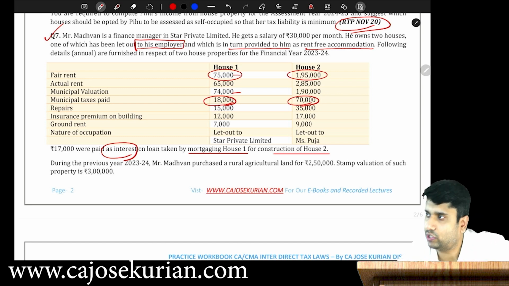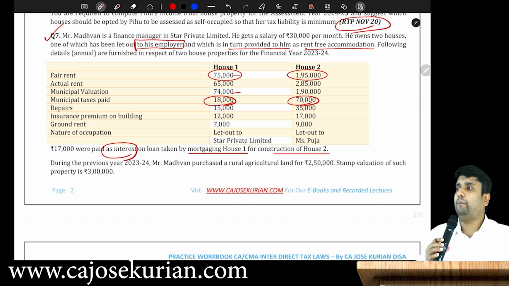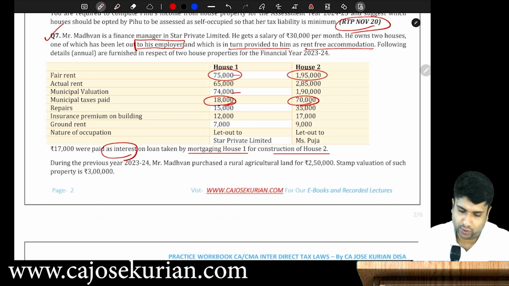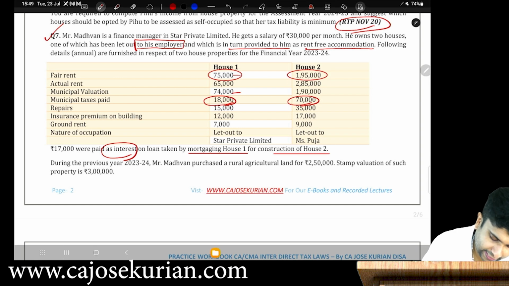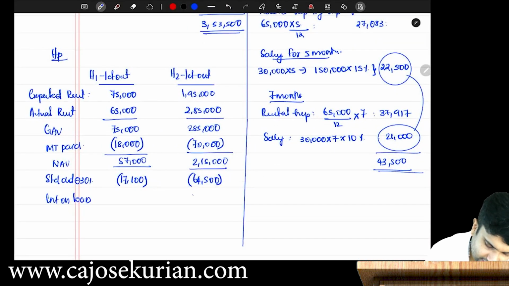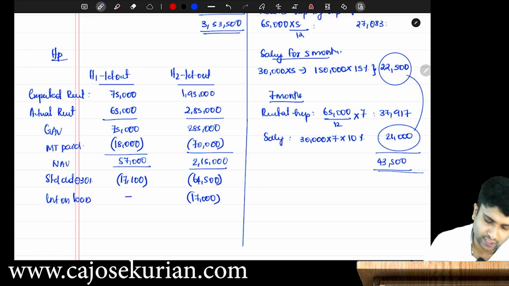What is mortgage? It's kind of a pledge. When you pledge immovable property, we used to say mortgage. So house 2 is the loan and interest is 17,000, and there is no ceiling limit since it is a let out property. For house 1 there is no interest.